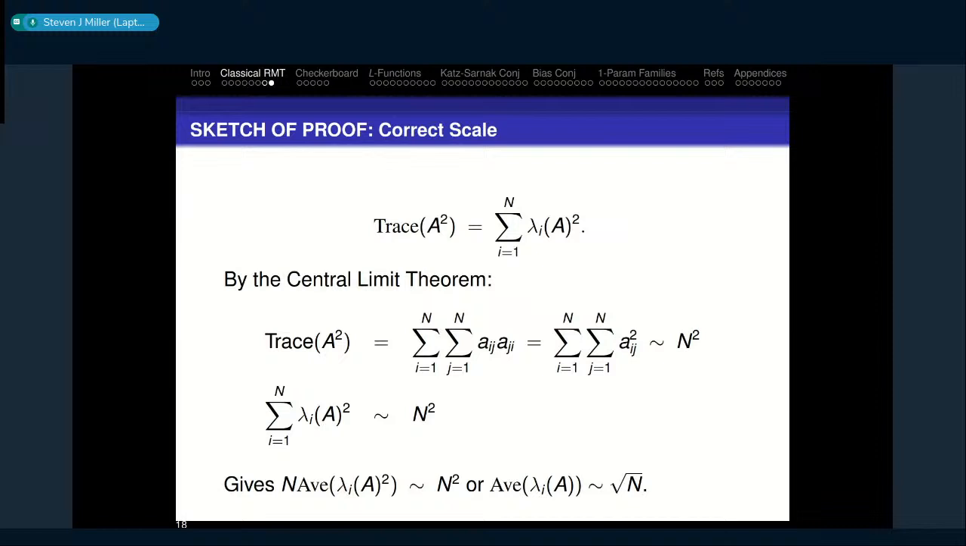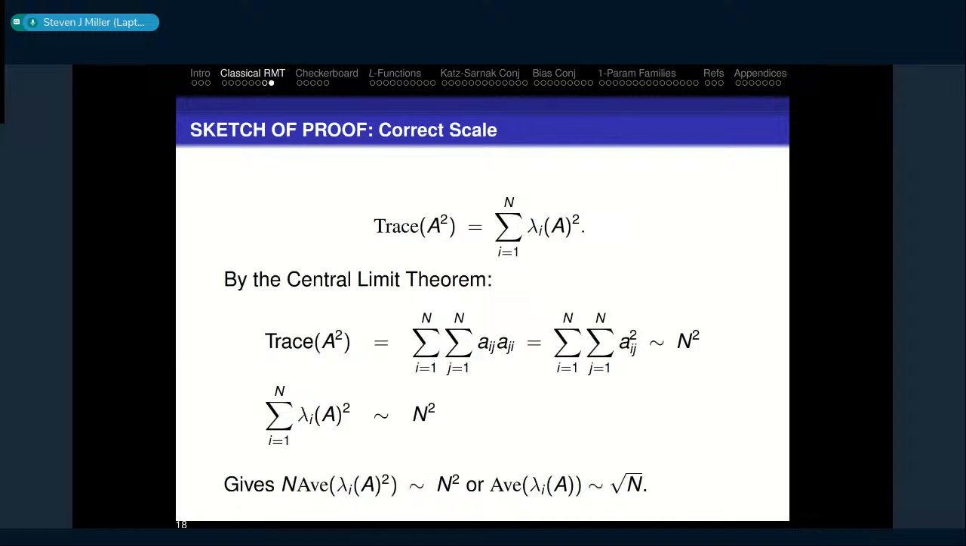Well, if you look at what's going on, if I choose my matrix elements to be independent, identically distributed random variables, mean 0, variance 1, each Aij squared, if I take the expected value, that's just the variance. So we expect each one of these to be 1. We have n squared entries. We expect this to be of size n squared. So the sum of the squares of the eigenvalues is of size n squared. I have n of them. So on average, I expect the eigenvalues to be of size square root of n.